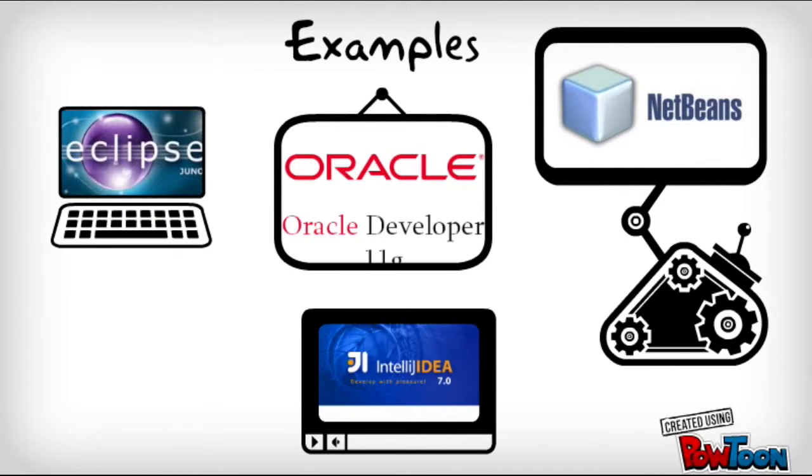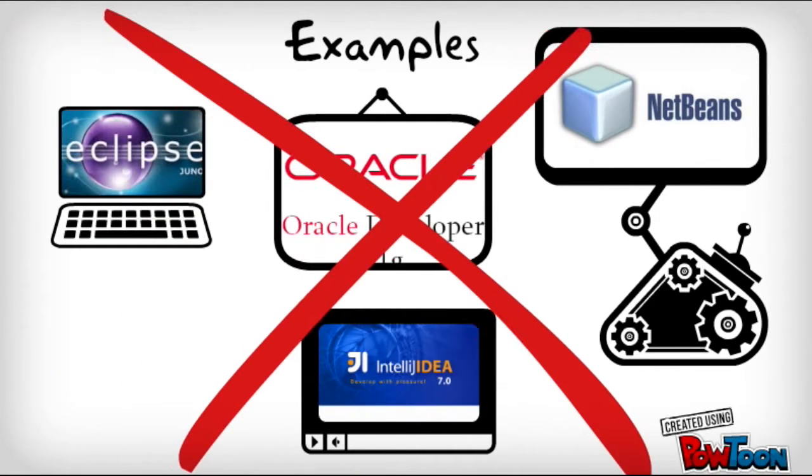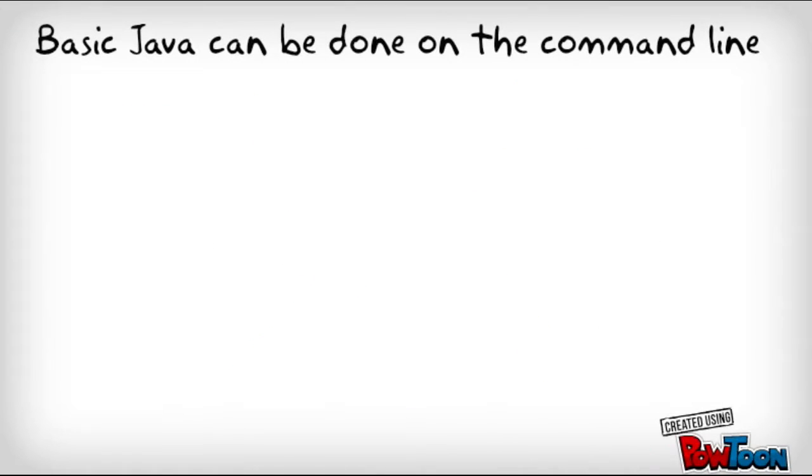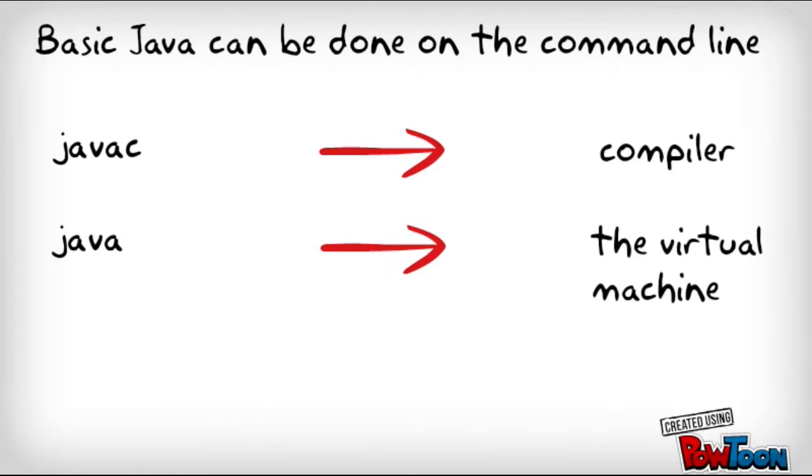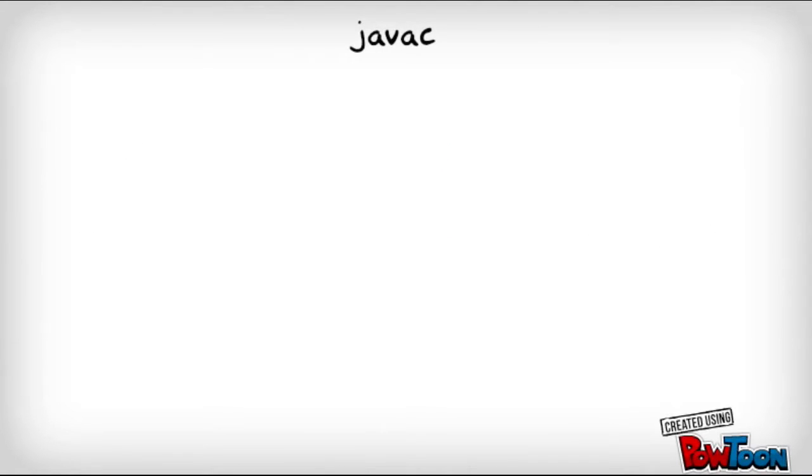But the truth is, for basic Java, you don't really need any of these, and you can learn it without them. Basic Java can actually be done on the command line using two different commands. One's called javac, which is the compiler, and the other's java, which is actually the virtual machine that runs your application.